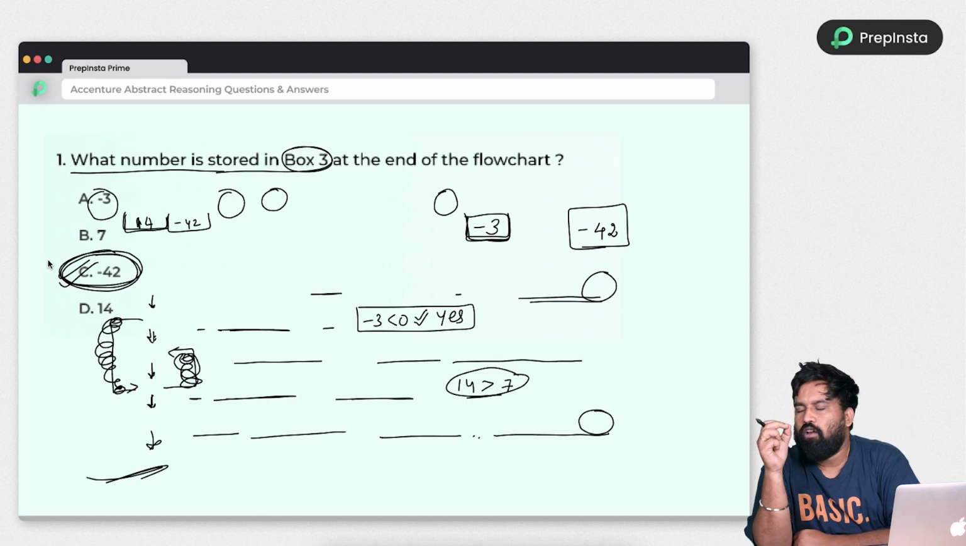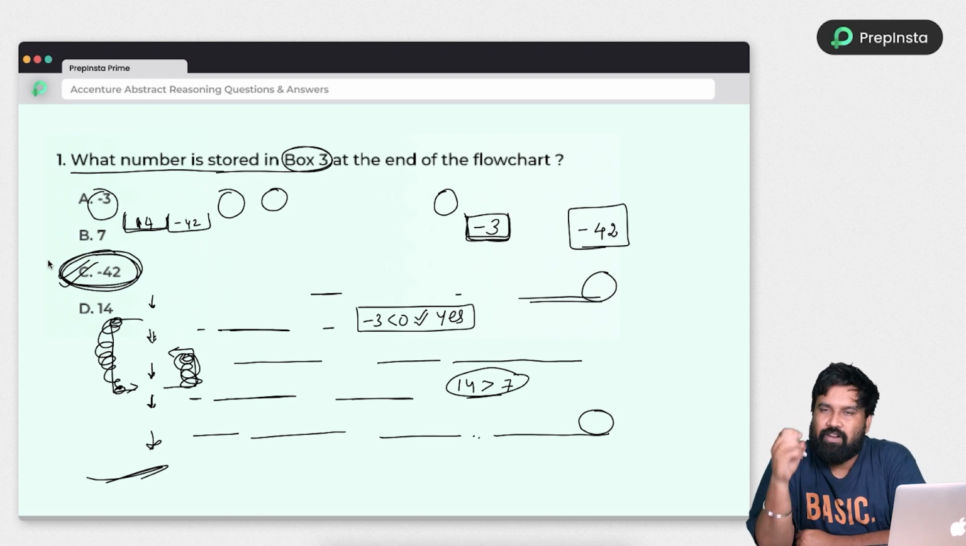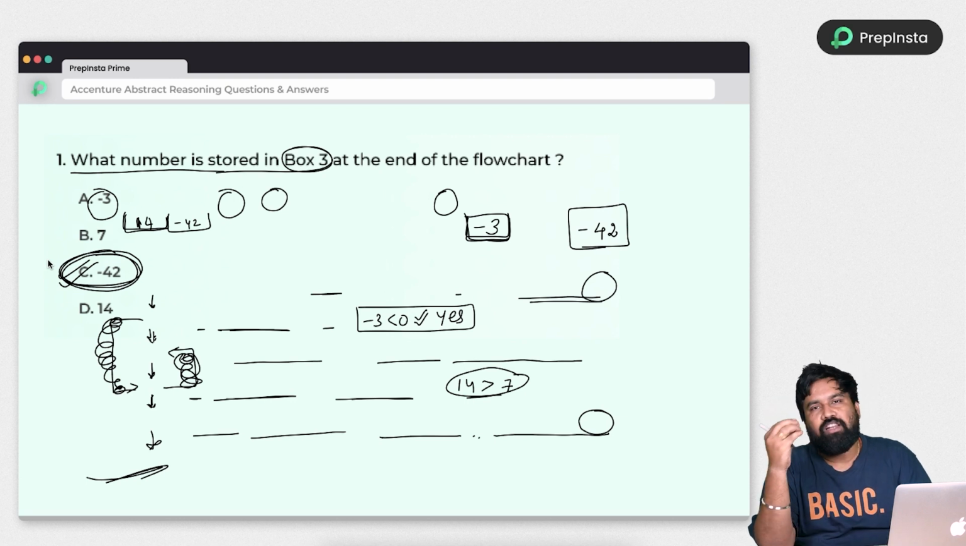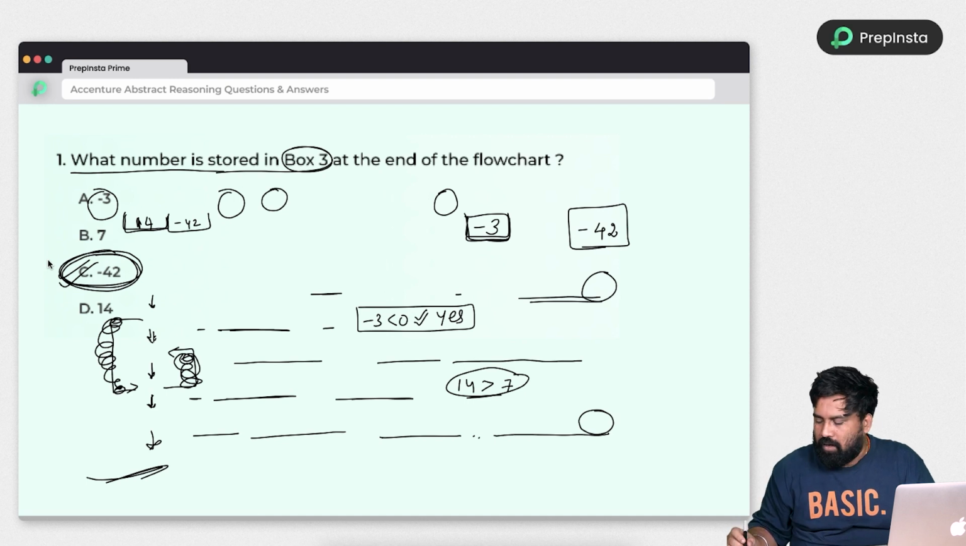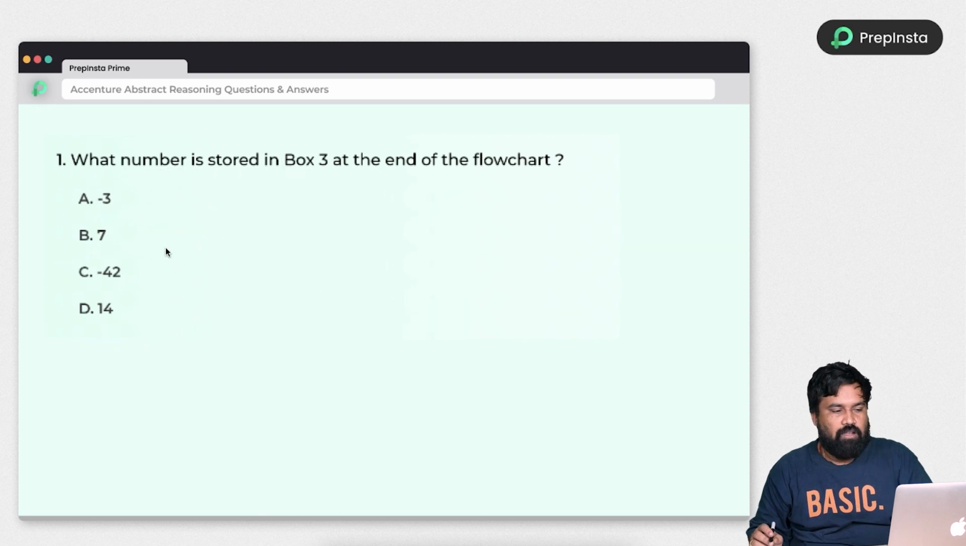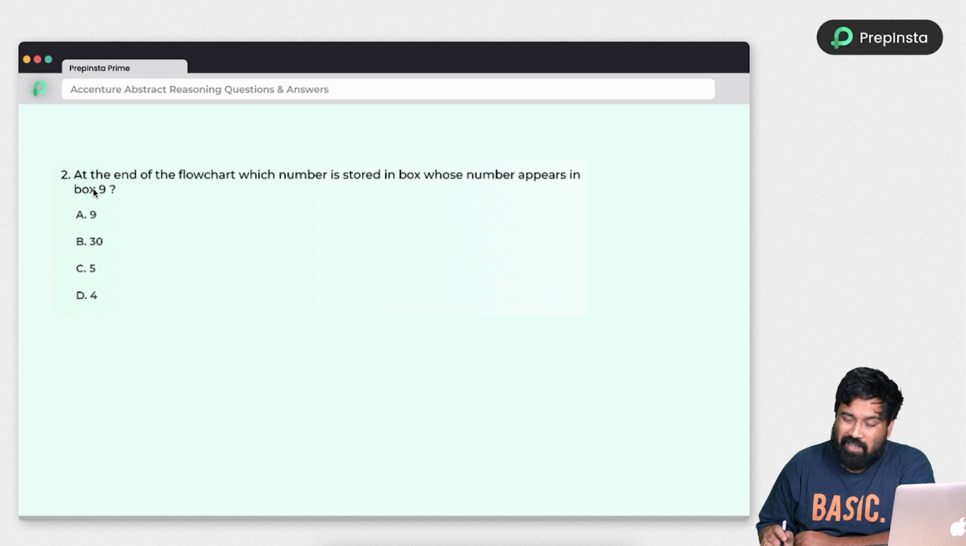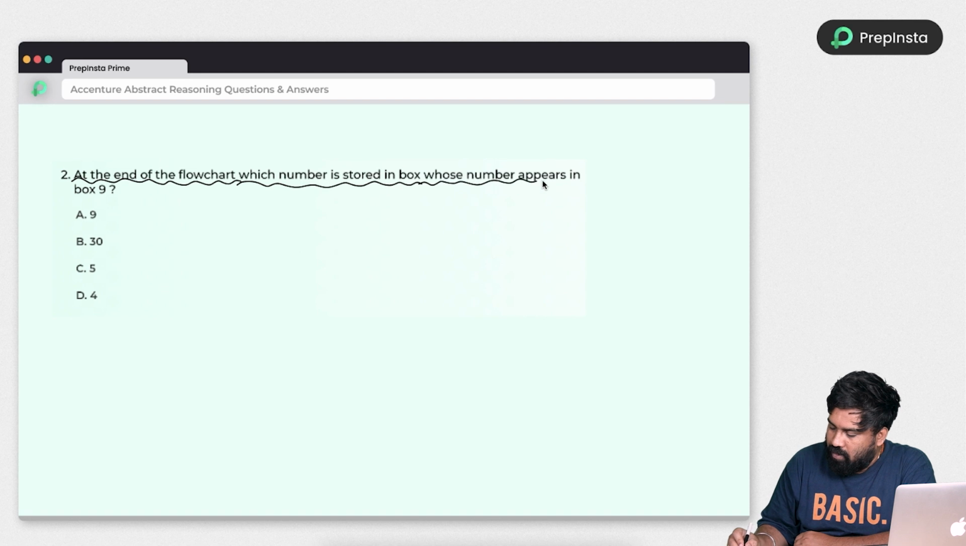If you solve one flow chart, you will definitely get at least 2 to 3 problems from it. So you can spend at least 2 to 3 minutes, no problem. Okay, so I am remembering box 10 as minus 3, box 3 as minus 42, box 2 as 14. I am erasing the screen and let's go to the next problem. What is the problem asked on the same flow chart? At the end of the flow chart, which number is stored in the box whose number appeared in box 9?